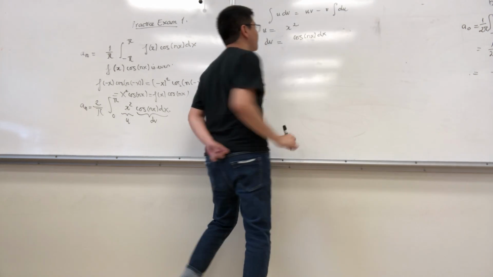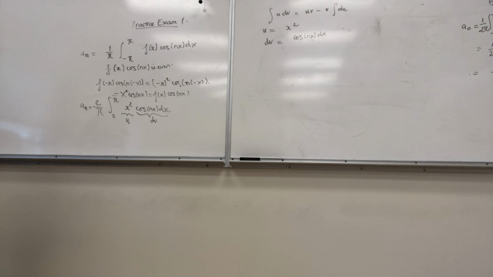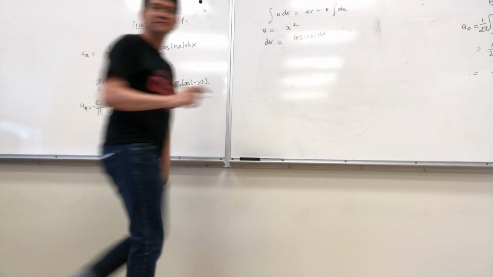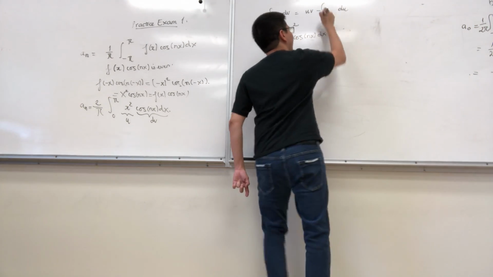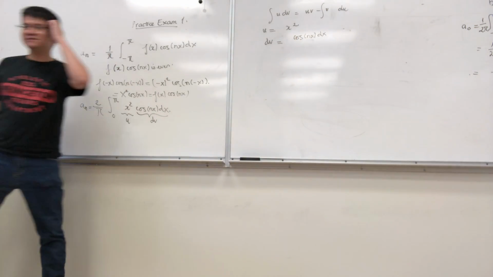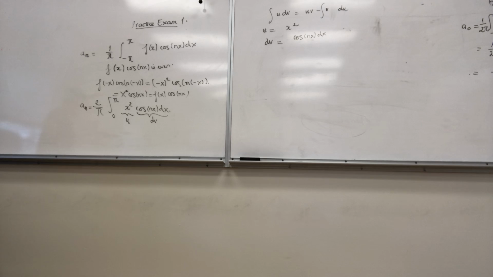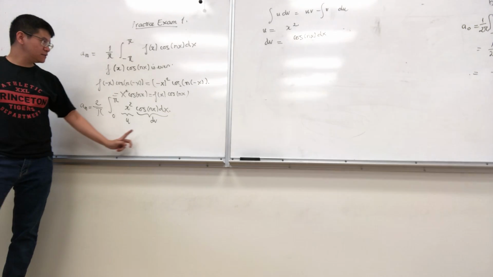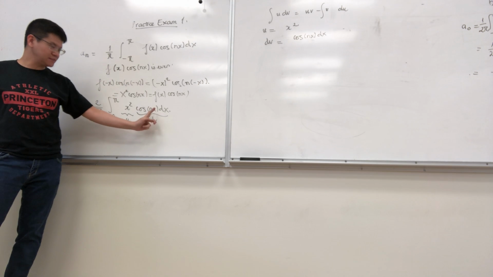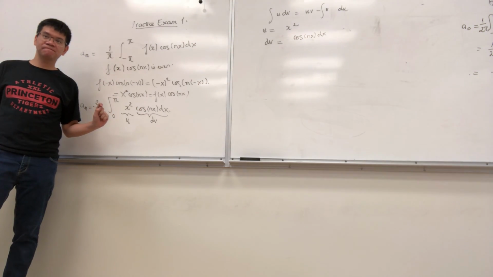Shouldn't the v be behind the integral, like u v minus the integral of v du in the formula? Yes. All right. So in this case, we're going to choose u to be x squared and dv to be cosine n pi x dx. All right. It's good.